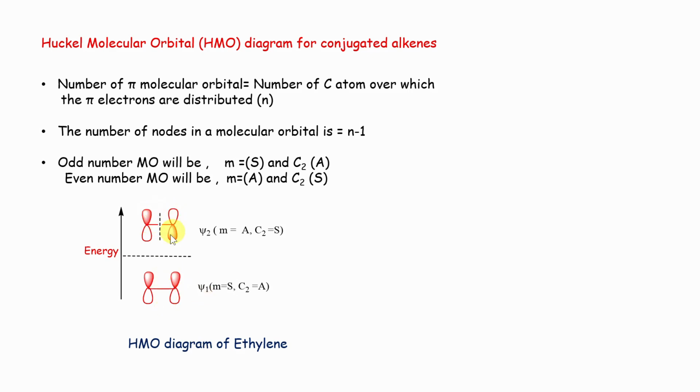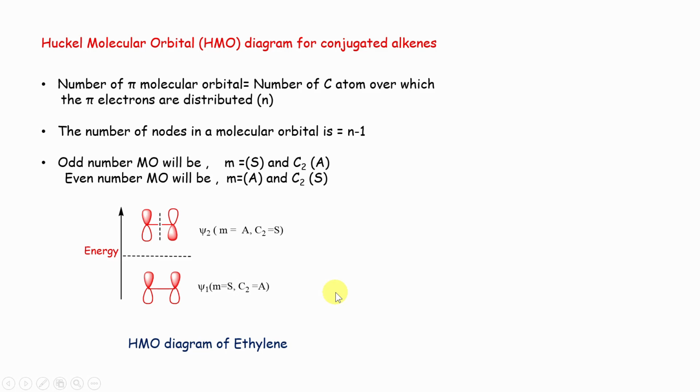Then in the case of the antibonding molecular orbital psi2, it is an even number. So the molecular orbital is antisymmetric with respect to the mirror plane and symmetric with respect to the C2 axis. You can see here is a node represented as a vertical dashed line. The number of nodes is n minus 1. Here it is 2 minus 1, so it is equal to 1. And so this anti-bonding molecular orbital psi2 of ethylene has one node.